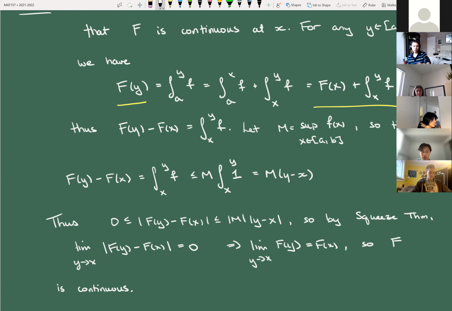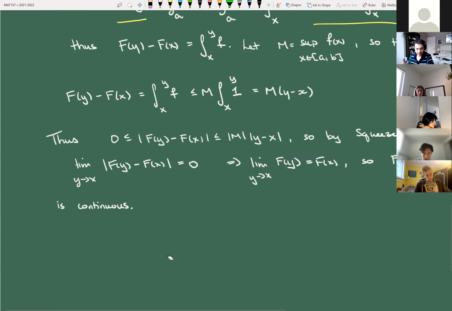And you don't have to use the squeeze theorem here if you want. You could directly epsilon delta it, right? Let epsilon be greater than 0, and then you're going to let your delta be epsilon over m. So if you want to prove it directly using epsilon delta, you can. I think this is a nice little application of the squeeze theorem, but like I said, you could just do it directly if you want.